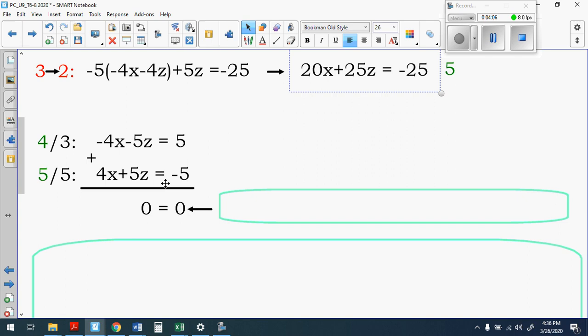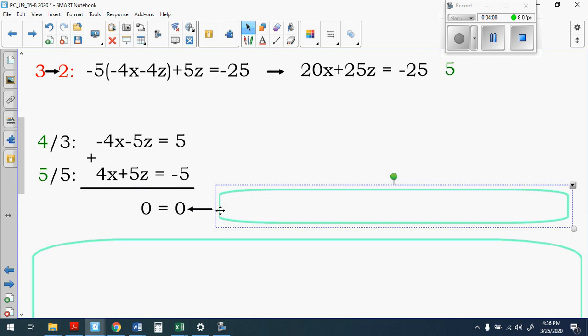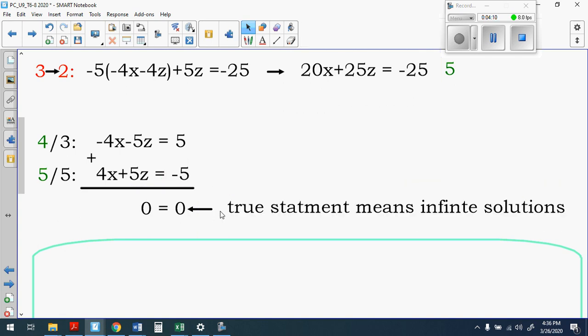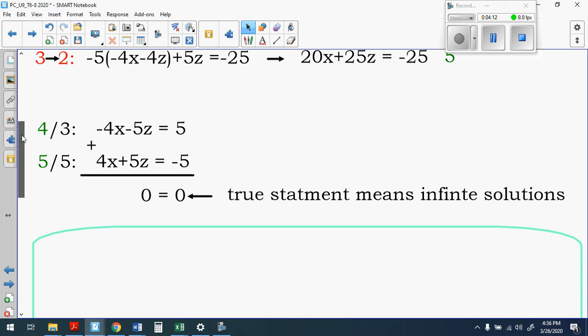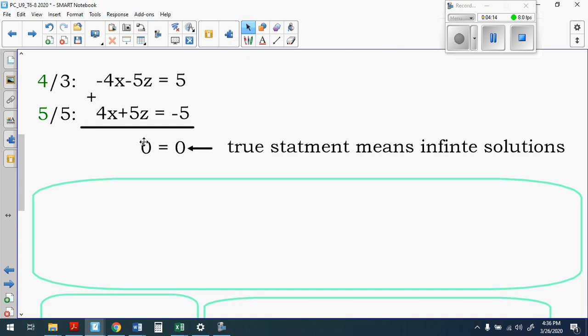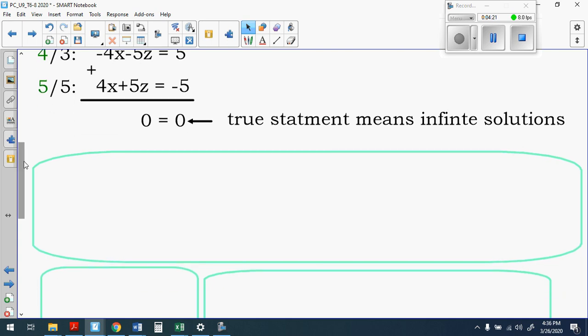Now when I add these equations together, I get 0 equals 0, and that's true. When that's the case, when all the variables cancel and we get a true statement, that's an indication that we're going to have infinite solutions. Okay, now we don't want to stop there. We want a rule, or basically a way to figure out what these solutions are.